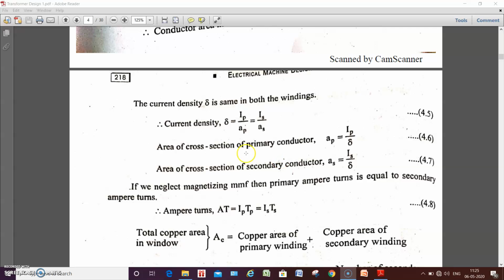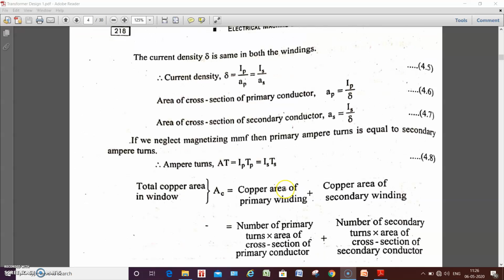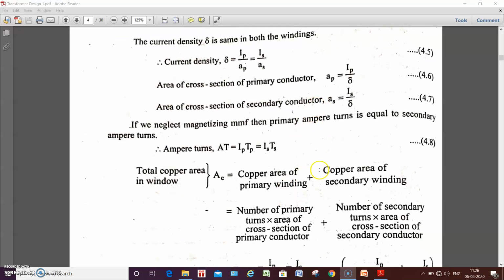Okay. So then the current density in both the windings, we are going to assume the same. So the current density is current per area. So it is primary current per area of primary winding, and secondary current per area of cross-section of the secondary conductors. So area of cross-section of the primary conductor and secondary conductor is defined as IP by delta for primary side, and for secondary side it is IS by delta from this equation. Delta value we used to assume. Okay.